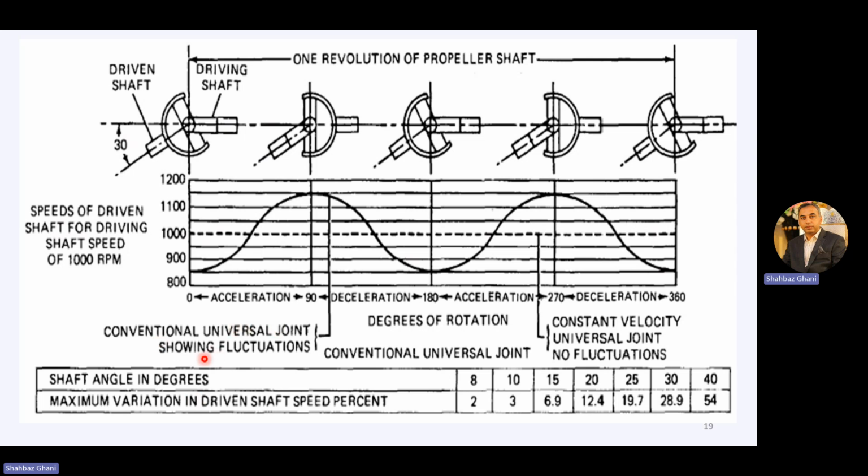Conventional universal joint showing fluctuation. Conventional universal joint degree of rotation. Constant velocity universal joint, no fluctuation. Shaft angles in degrees: 8, 10, 15, 20, 25, 30, 40. The maximum variation in driven shaft speed, in percent, with respect to these angles is like this.